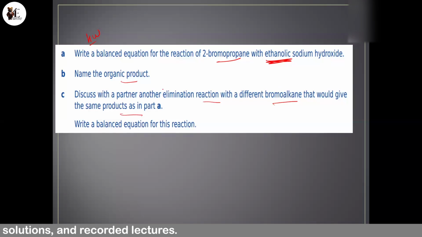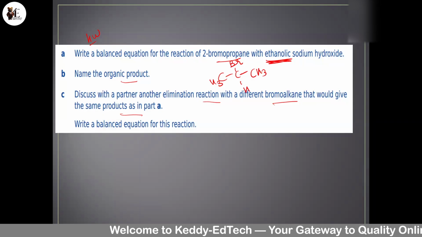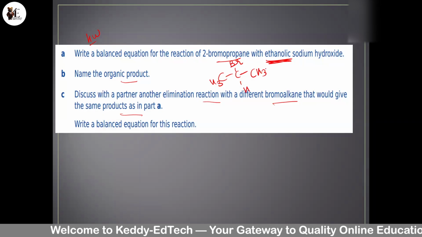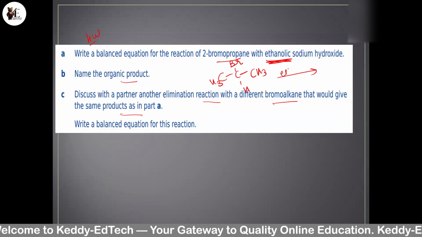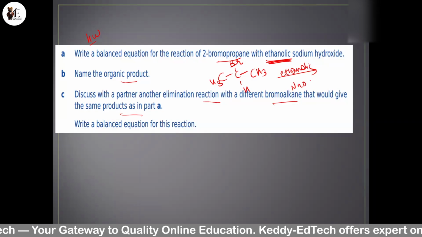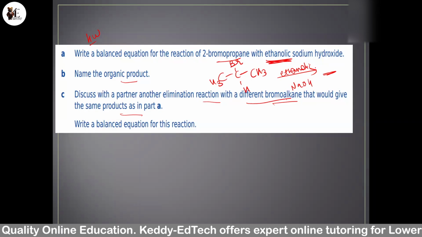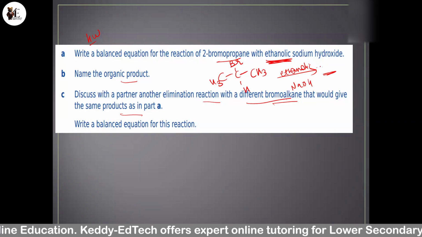So remove another alpha hydrogen, because in 2-bromopropane you have CH3 and this is CH3, this is CH. So you have to write down a balanced chemical equation for this with ethanolic sodium hydroxide. Whatever would be the product of this reaction, you have to tell a different bromoalkane which would give the same product.